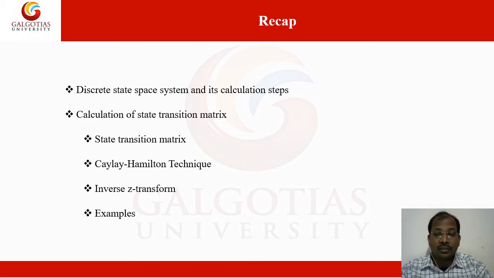In previous lectures, we already discussed state space systems and their calculation steps, and we already applied the state transition matrix calculation using the Z transform, then the Cayley-Hamilton theorem, then the inverse Z transform. Then we already discussed a few examples. So this is already covered in previous lectures.